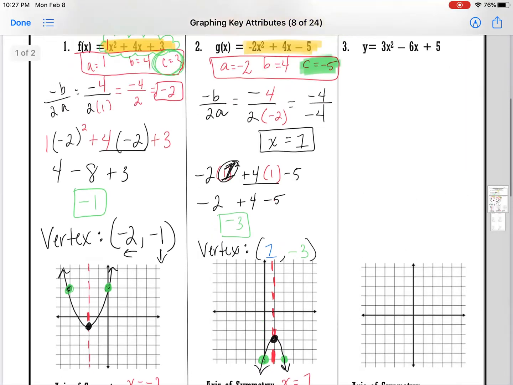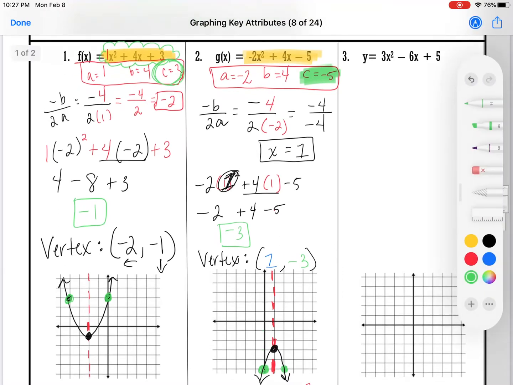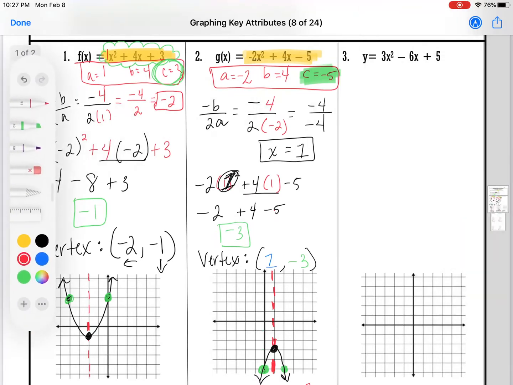Okay, let's try that one more time. Number 3. So number 3, again, move this over here. So number 3, I have an A, a B, and a C. A is the number with x squared. B is the number in the middle. C is the number in the back.